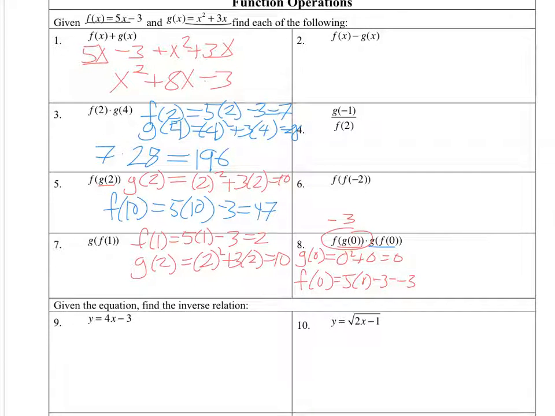G of f of 0. Let's find f of 0. And oh wait, I just did that. That was negative 3. And then g of negative 3, working my way out, is going to be negative 3 squared plus 3 times negative 3. So that's going to be 9 plus negative 9, which is 0. The right side of this is going to be 0. Negative 3 times 0 is 0.